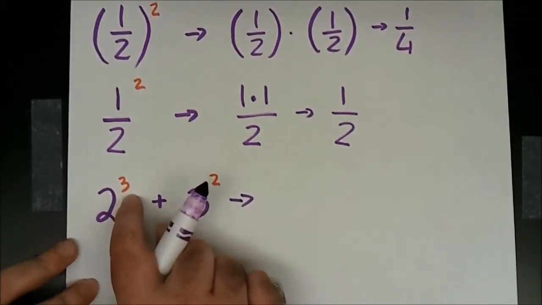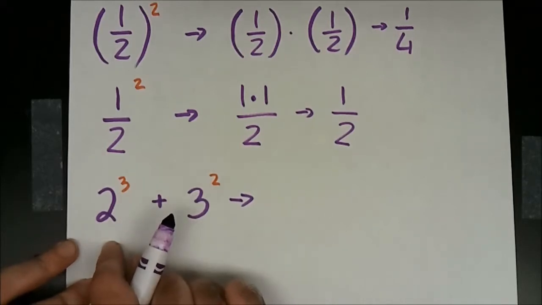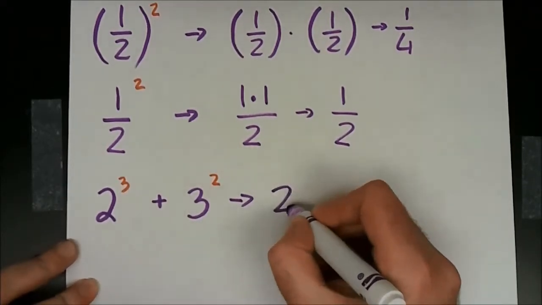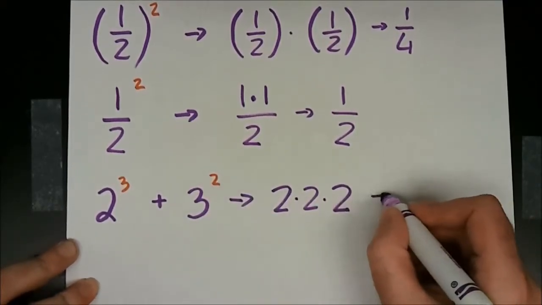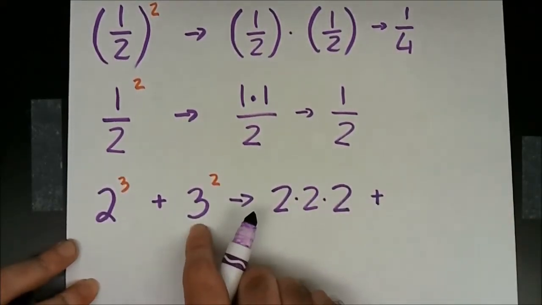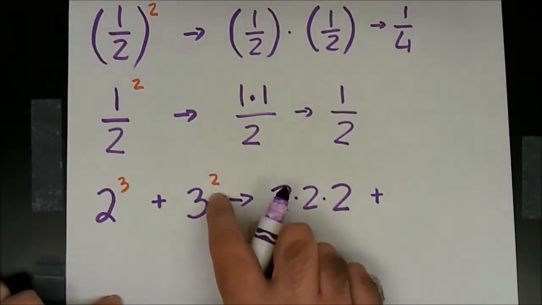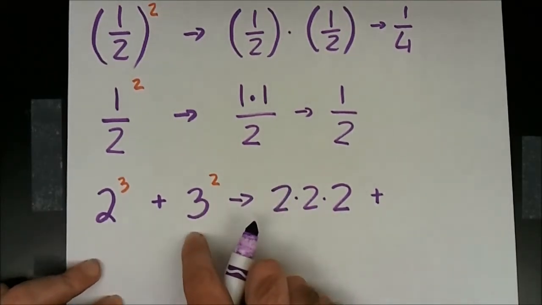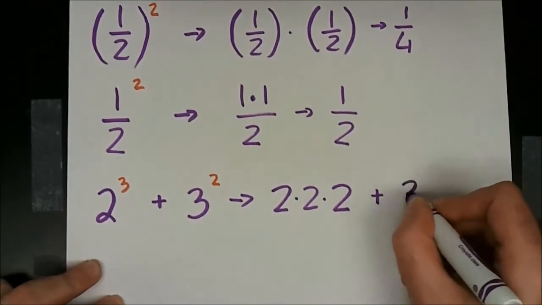We have an exponent of 3. It's modifying the base 2. It's telling the base 2 to multiply against itself 3 times. 2 times 2 times 2. Then we have a plus. We'll just write that plus. What about this one? How would we write this outside of its exponential form? Exponent 2 modifies the base 3, tells the base multiply against yourself twice.